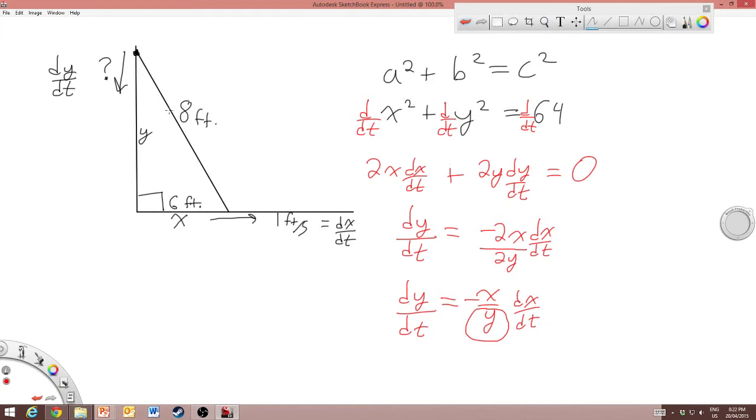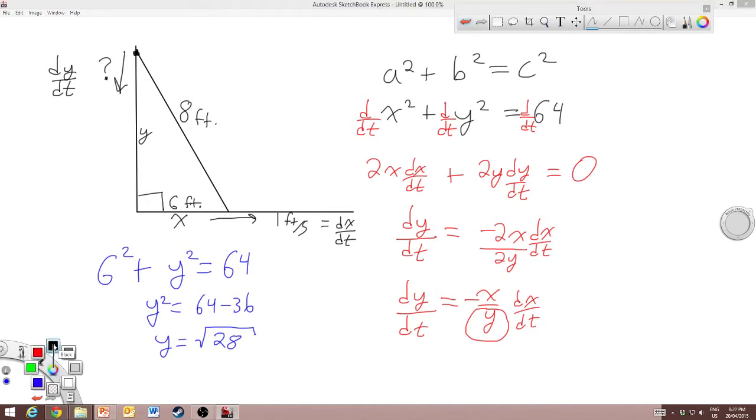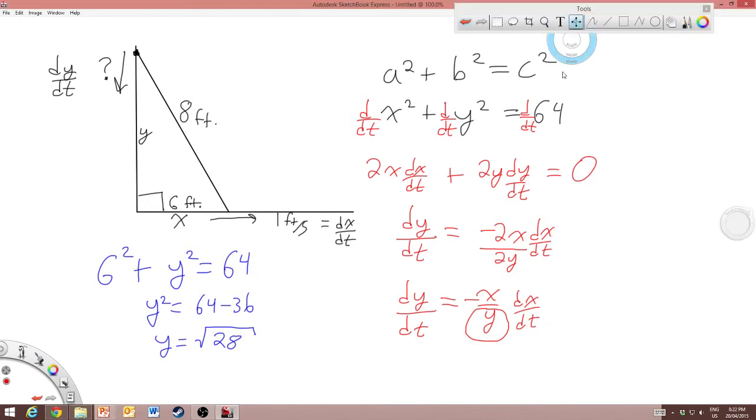We know this is 8 feet. We know x is 6 feet from the wall. So as an aside, we'll do this Pythagorean theorem calculation: 6 squared plus y squared equals 64. So y squared is equal to 64 minus 36. y is going to equal the square root of 18. Right? No, the square root of, sorry, 28. Alright, now we can fill in the rest of this. We can finish solving the rest of this.